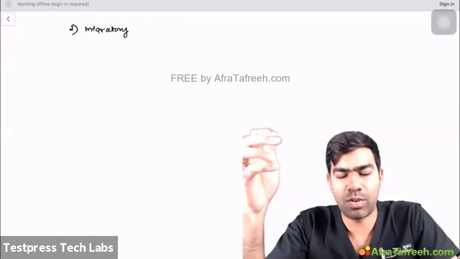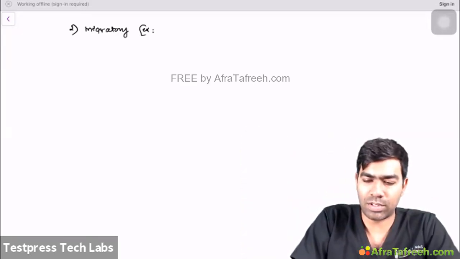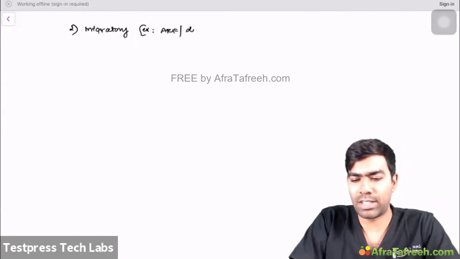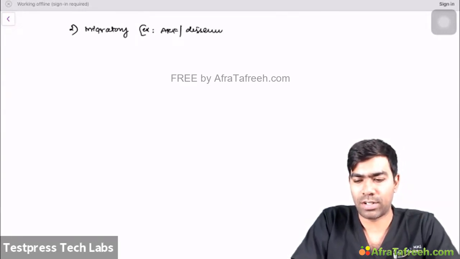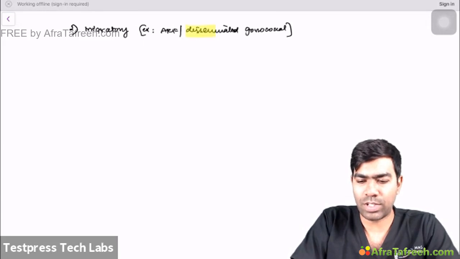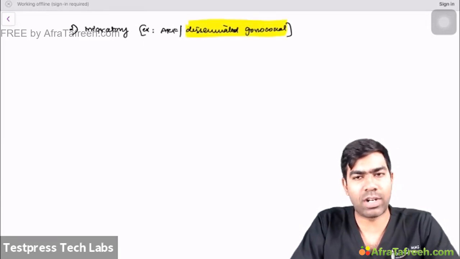The classic example for migratory arthritis, if they ask you, is of course acute rheumatic fever. Everyone knows that. And there is something called a disseminated gonococcal infection. That's important for exams. So these are two situations where you can develop a migratory pattern of arthritis.